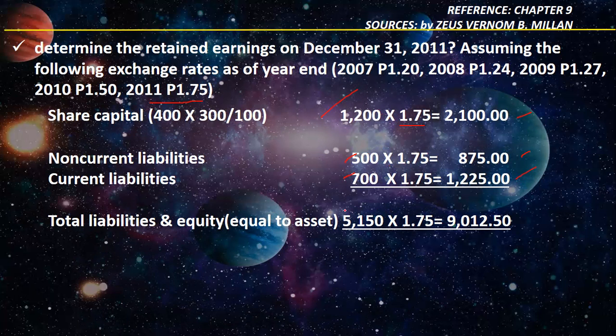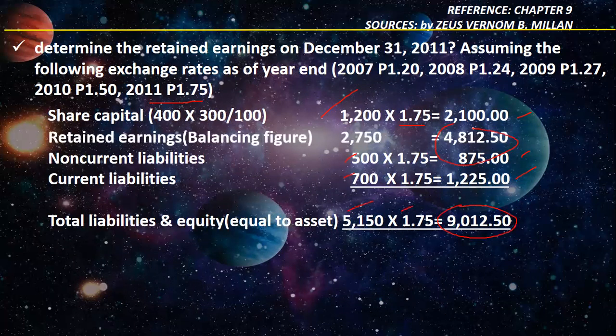And for the total assets, which we computed earlier, we have 5,150 multiplied by 1.75. We have the total liabilities and equity, which is equal to total assets, of 9,012.50. So what is lacking? Again, retained earnings is a balancing figure. What goes here? Of course, retained earnings. That is our retained earnings as a balancing figure as of December 31, 2011 using the exchange rate of 1.75.